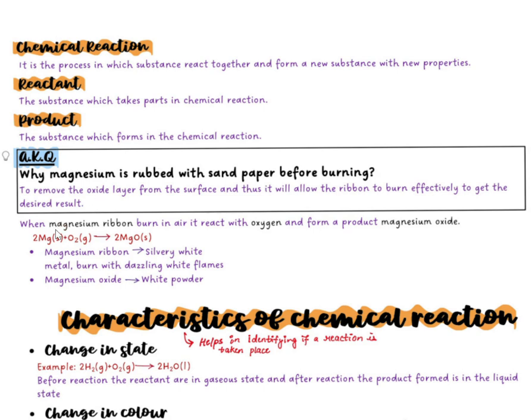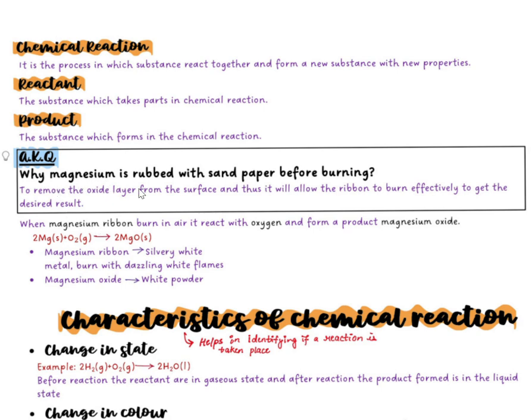Suppose we burn a magnesium ribbon in the air. It reacts with the oxygen present in the air and forms a product, magnesium oxide. In this reaction, magnesium and oxygen are reactants and magnesium oxide is the product.